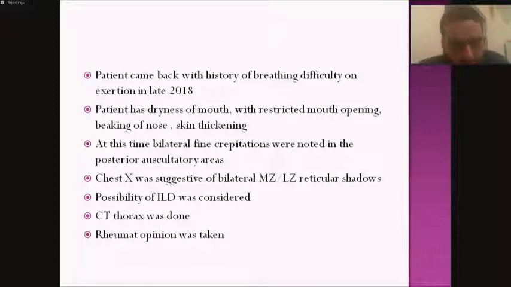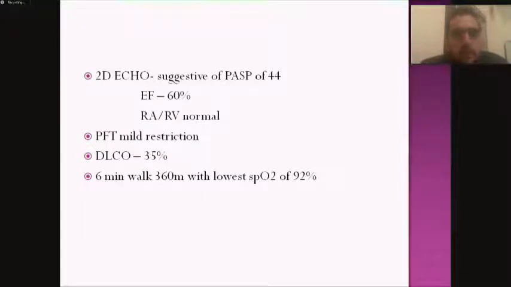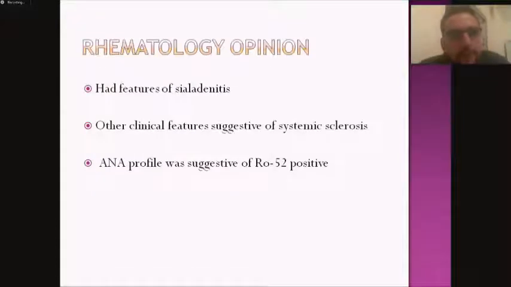That's why we didn't do any imaging at that time. At this moment, the possibility of ILD was considered, and we ordered a CT thorax and also involved a rheumatologist to see whether she had any connective tissue disease. Echo showed a PASP of around 44, mild to moderate at this time. Ejection fraction was normal. RA and RV were also normal. PFT showed FVC of around 65, that is mild restriction, and DLCO was around 35, though I feel she did not perform properly. She walked around 360 meters with a lowest saturation of around 92%.